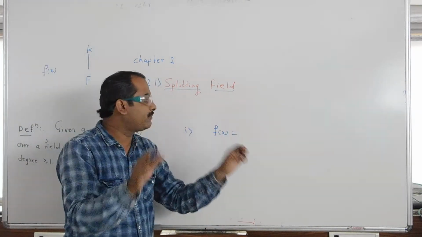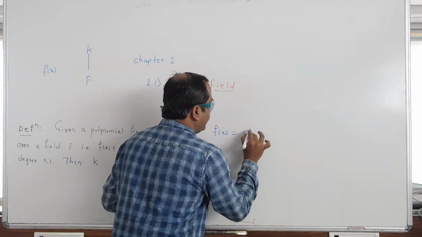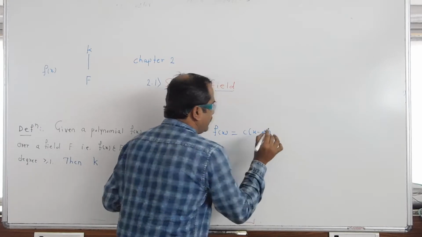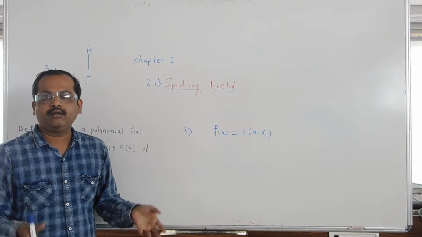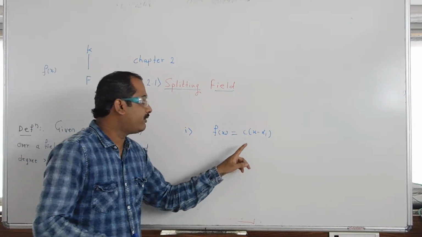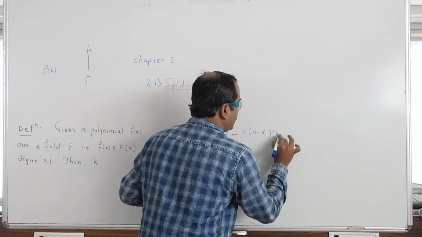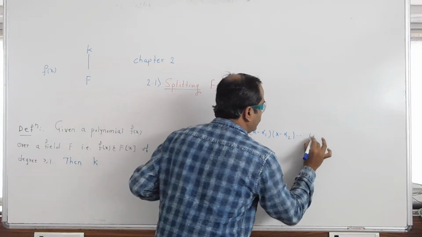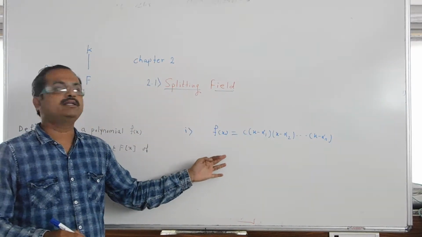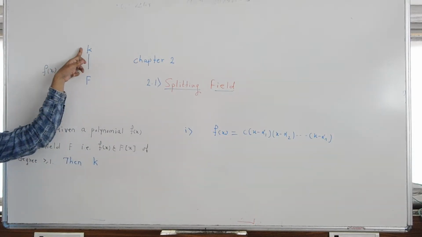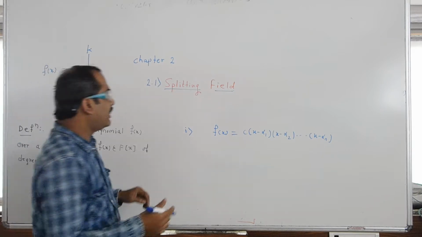So it can be completely factorized. We'll see the example. Say for example f of x is of degree n, then f of x has n number of roots. So if alpha 1, alpha 2, alpha 3 up to alpha n are the roots, you can write f of x as a product up to x minus alpha n. So this f of x is completely factorized in K.